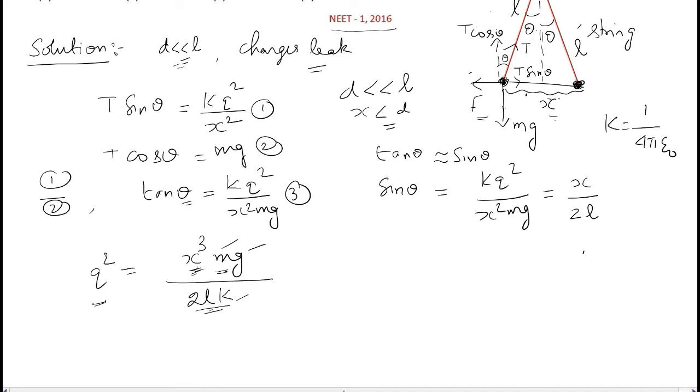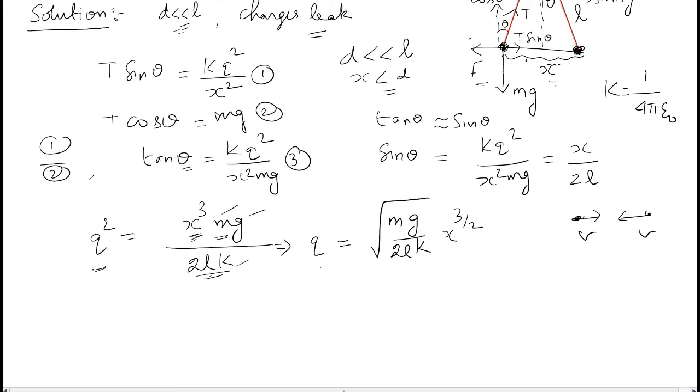X continuously varying means we say that the spheres are moving towards each other because x is varying. Then we say there is a velocity. So this is sphere 1, this is sphere 2, let's say they move with a velocity v. So from this we get q is equal to square root of mg by 2lk into x power 3 by 2, because square root of x cube is x power 3 by 2.